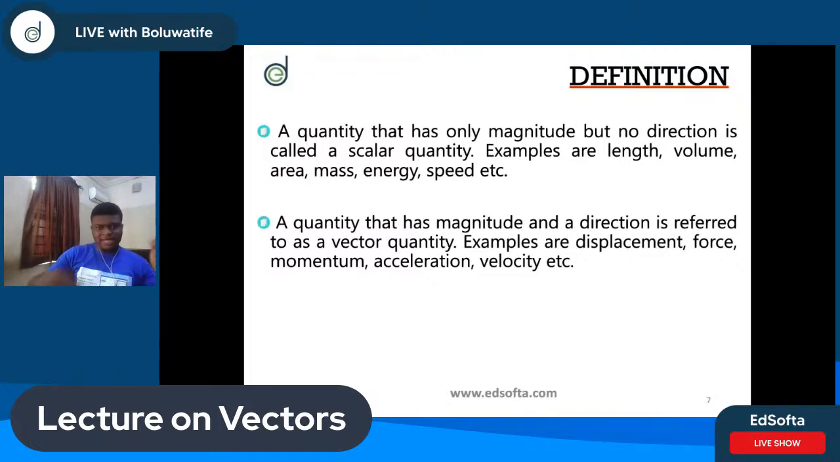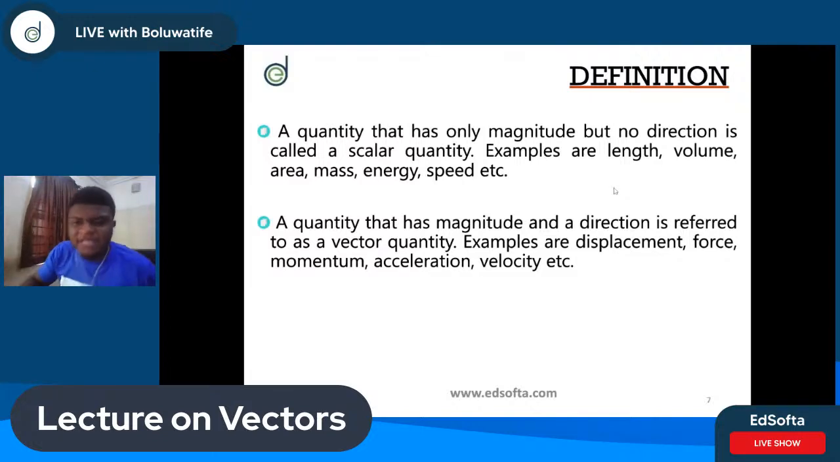So examples are length, volume, area, mass, energy, speed. All these things can be defined without a direction. That's the thing to note for scalar quantities: they have magnitude but no direction. Vectors are the opposite. Vectors have magnitude, and they have what? Direction. Vectors have magnitude and direction.